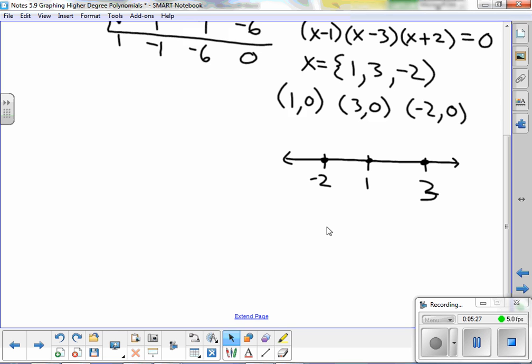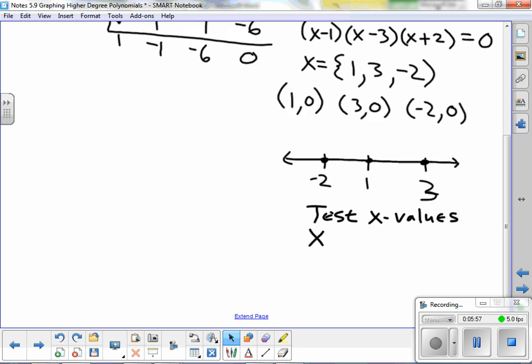All right, so what we want to figure out here is what's going on between these. When our graph starts lower and then comes up, is it going to bounce off this -2 and come back down, or is it going to go through the -2 and go up? So I've got to pick an x value between here. The best x value doesn't have to be in the middle. I just need to know if it's going above the x-axis or below the x-axis. So just label these as test x values.